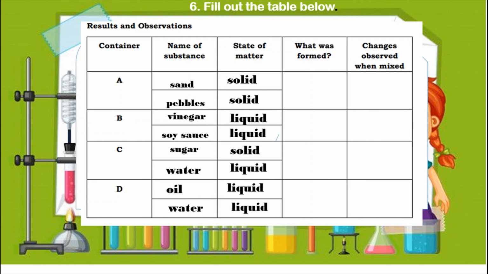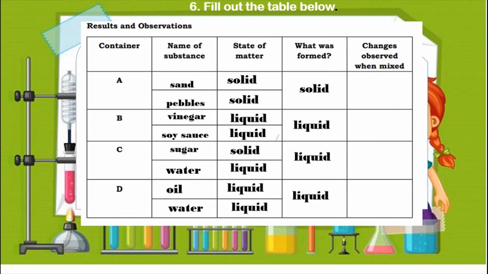Okay, during sa atong experiment, unsa ang na-form? Letter A, sa sand and pebbles, ang na-form niya kay solid gihapon. Kay gi-combine man nimo ang solid, so solid ang nakalabasan. Dayon sa vinegar ug soy sauce kay liquid, of course, mga liquid man sila. Letter C, sugar and water, so liquid. Kay more on water siya, so natunaw man ang sugar, so nahimo siya og liquid. Letter D, oil and water is also liquid.